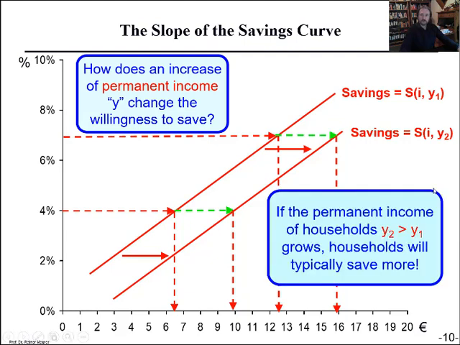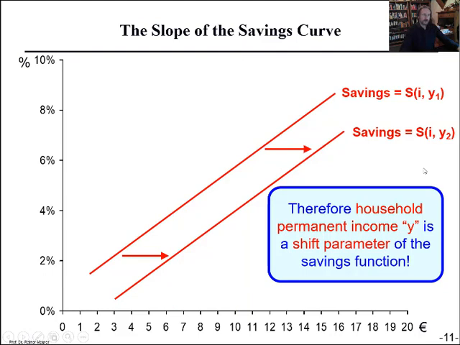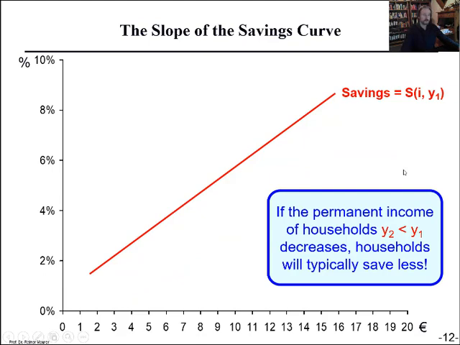As a rule, if permanent income of household grows, households will typically save more. Therefore, household permanent income is a shift parameter of the savings function. If permanent income grows, we have to shift the savings function to the right. If permanent income falls, we have to shift the savings function to the left.